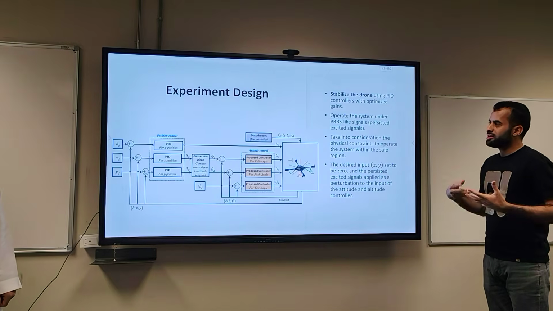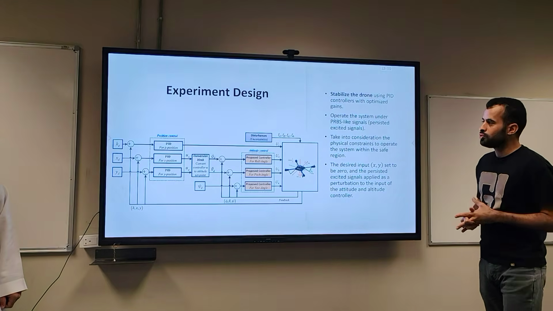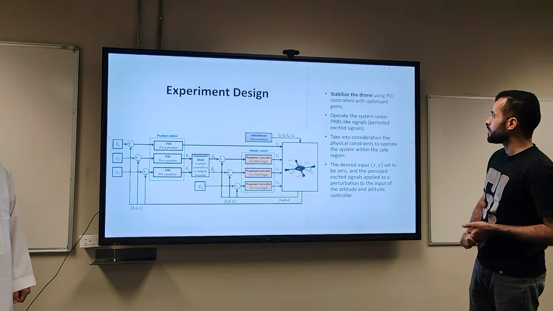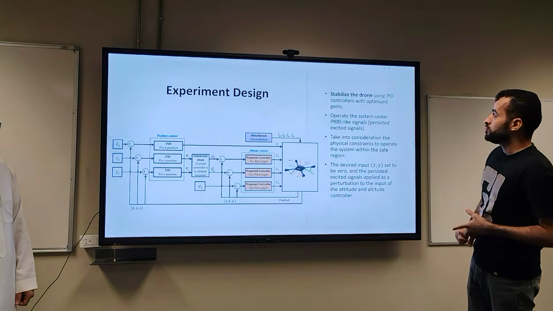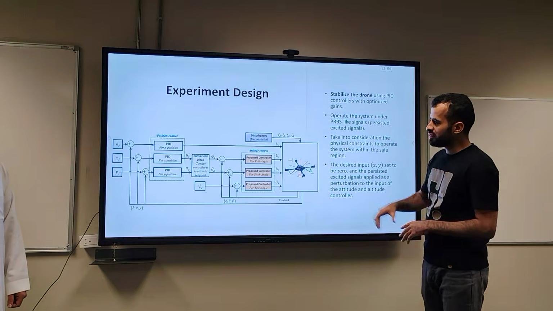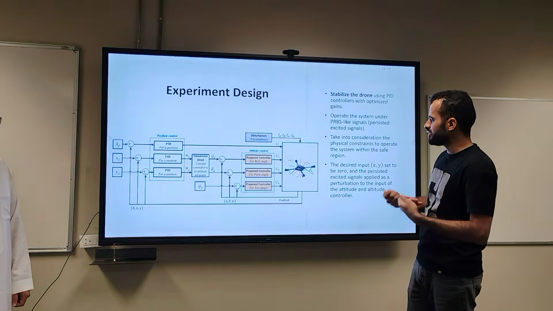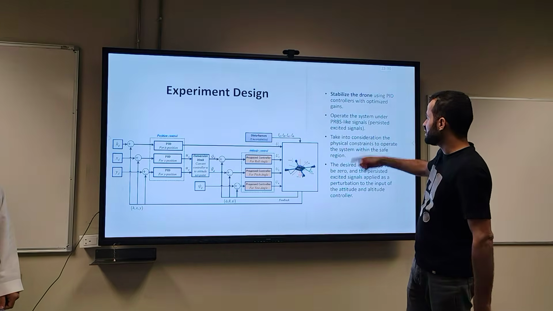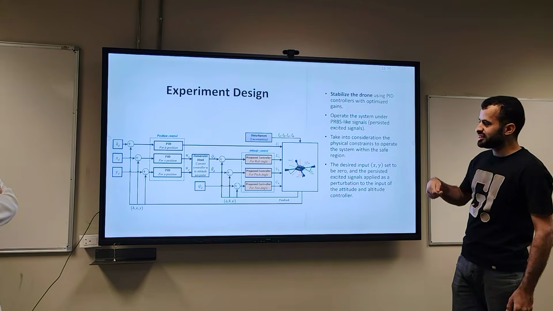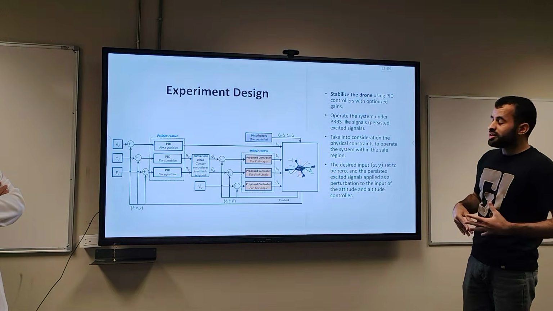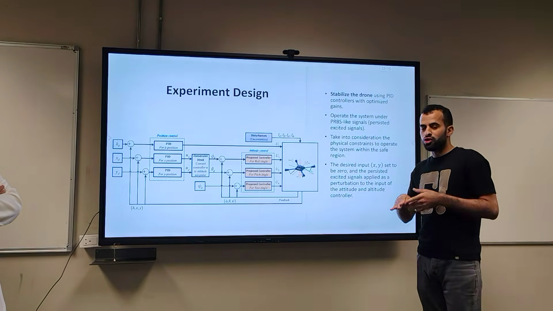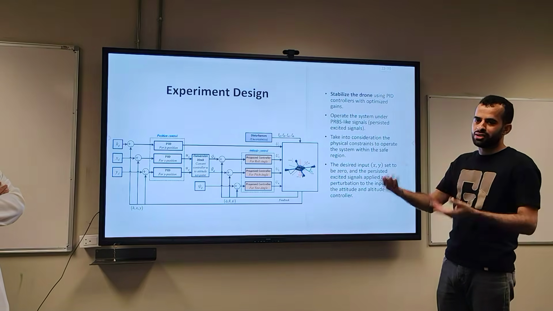How do we start our method to collect the data? At the beginning, we design the experiment, as you can see here. First, we stabilize the drone using the PID controller with gains optimized using PSO, particle swarm optimization, to get the best set of PID parameters to make the system work well. Then we operate the system under pseudo-random binary signal-like signals, which are persistently exciting signals. Also, we take into consideration the physical constraints to operate the system within the safe region. We don't want something exciting the system and making it diverge and become unstable.